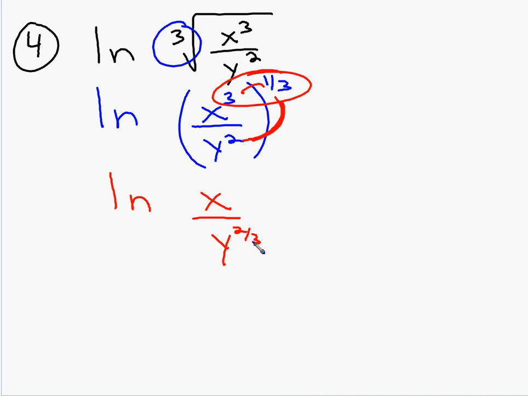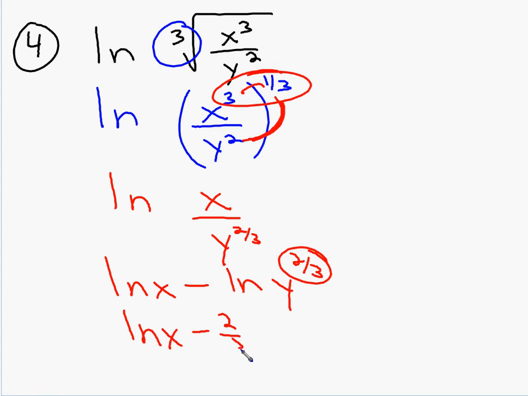Now I've got a quotient. Now I can split it up using the quotient property: the natural log of x minus the natural log of y to the 2/3. And then bring your 2/3 around. So this would be the natural log of x minus 2/3 the natural log of y.